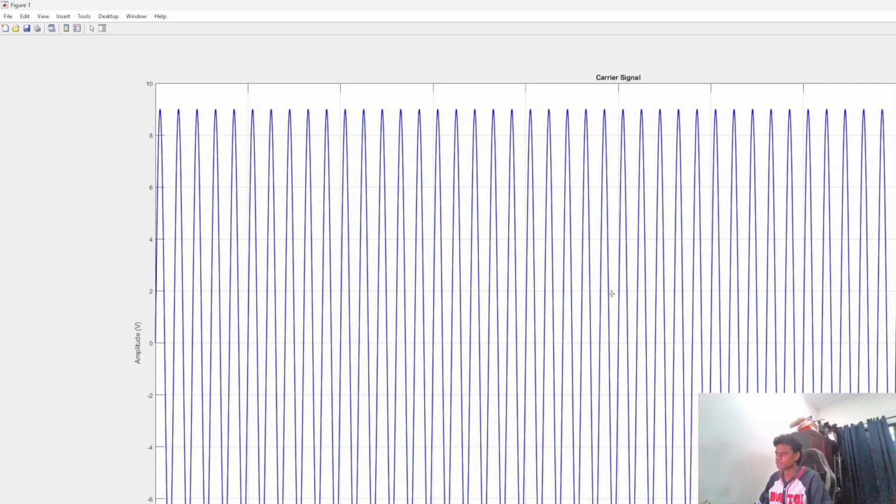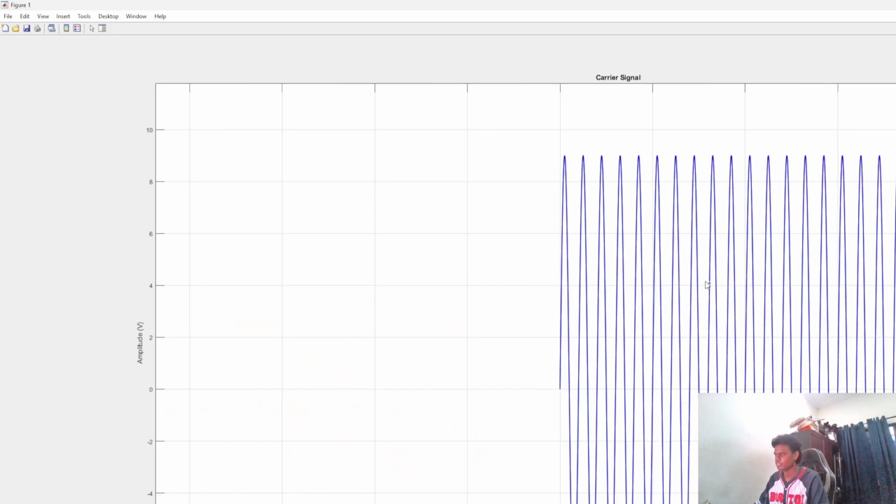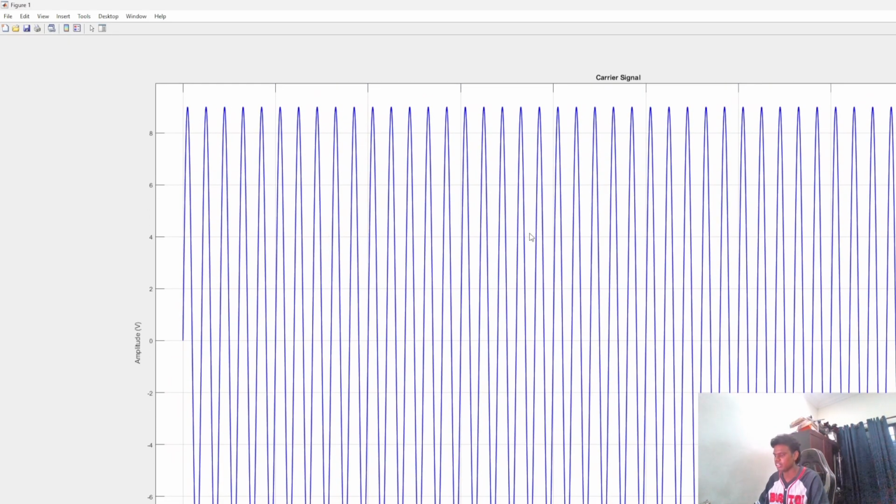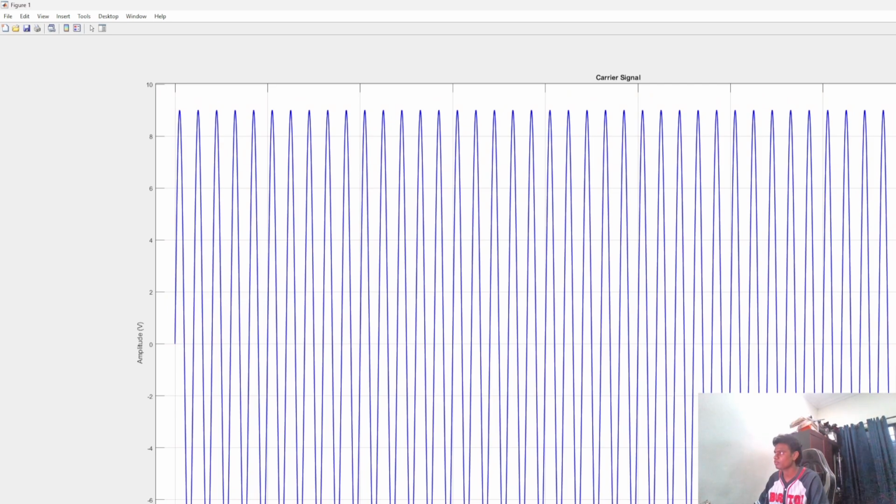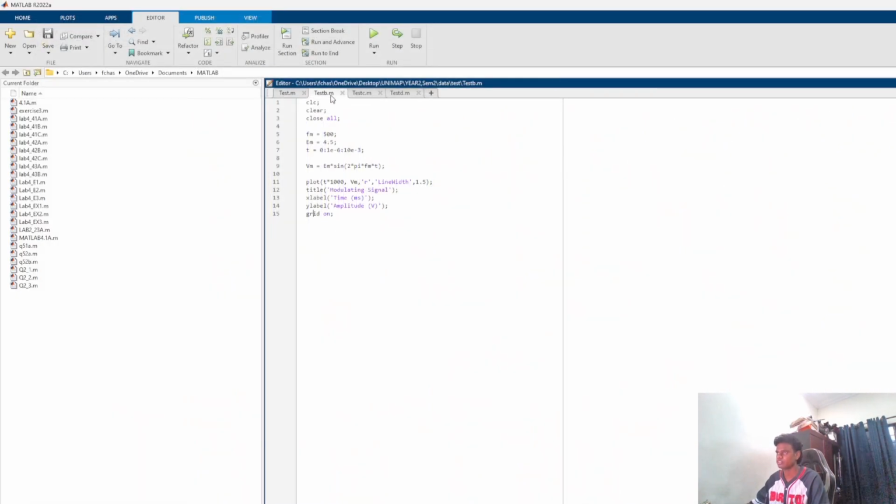So here is the graph. As you see, the graph shows a high frequency sine wave because the carrier frequency is 5 kilohertz. Many cycles are observed within the 10 millisecond interval. So we go to the next question.